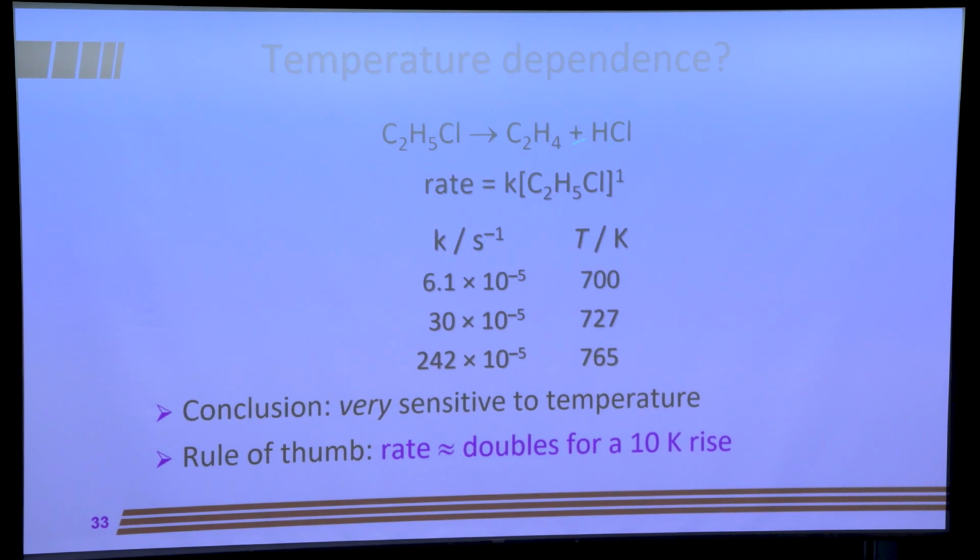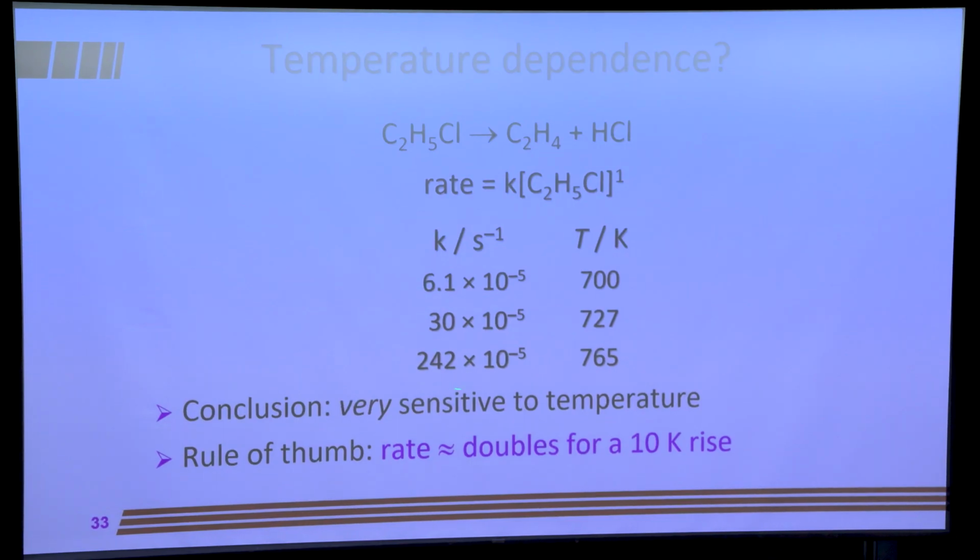Okay. So we have ethyl chloride here giving us ethylene plus HCl. And the rate of this reaction is equal to the rate constant times the concentration of ethyl chloride to the power of 1. Okay? So we have a rate constant measured at 700 Kelvin of 6.1 times 10 to the minus 5, right? At 727 Kelvin, it's 30 times 10 to the minus 5. And then at 765 Kelvin, it's 242 times 10 to the minus 5.